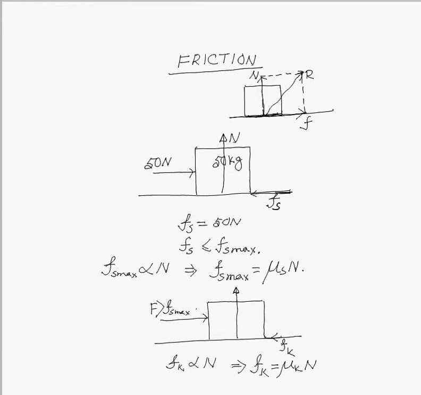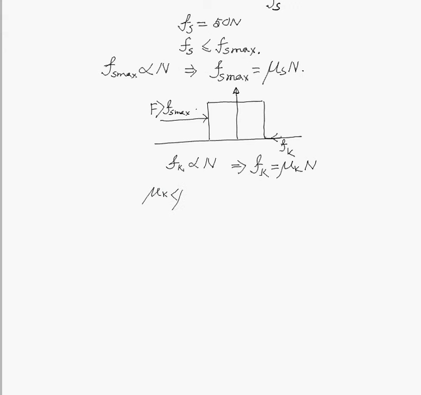In practice, generally mu k is less than mu s, and in general we ignore the difference. If not otherwise mentioned, we consider mu k equal to mu s equal to mu. This situation will be more clear if we plot a graph between the applied force and the force of friction that comes into play.